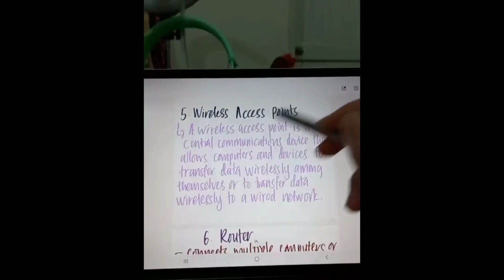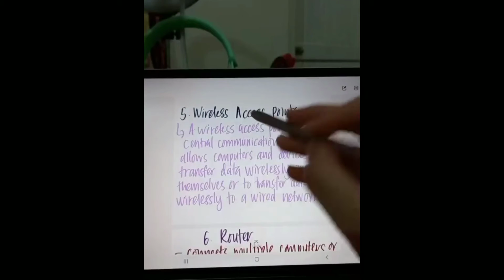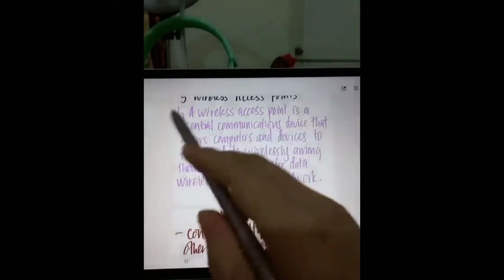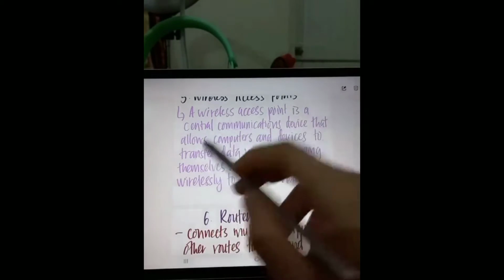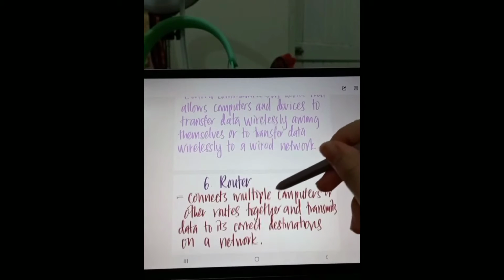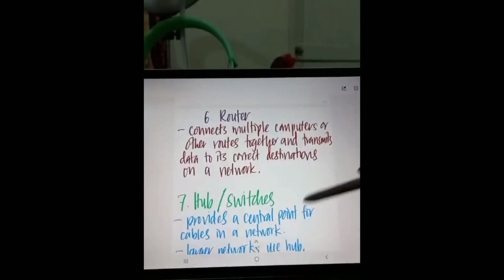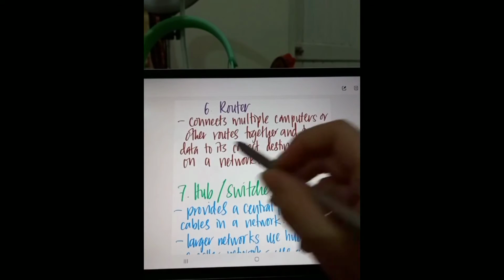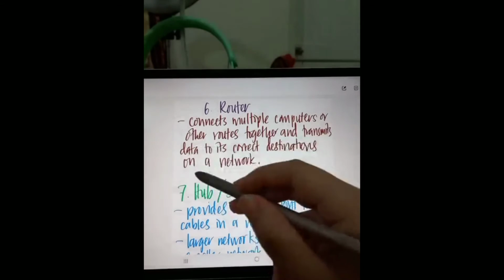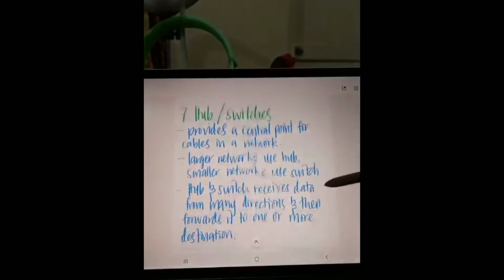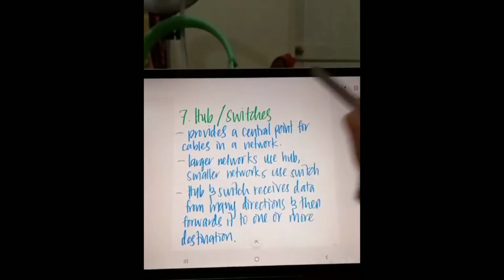Moving on to the next example, which is the wireless access point. It is a central communication device that allows computers and devices to transfer data wirelessly among themselves or to transfer data wirelessly to a wired network. Next, the router. It connects multiple computers or other routers together and transmits data to its correct destination on a network.